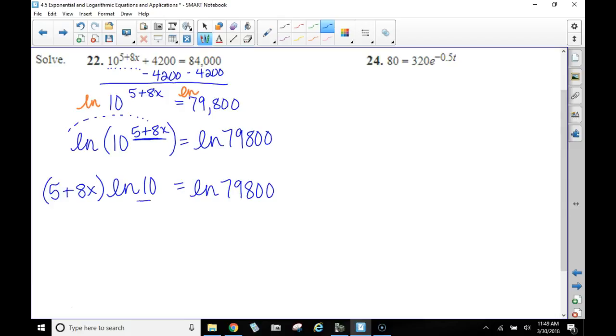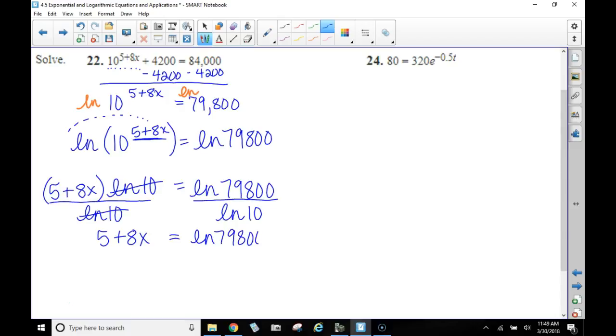Now, it's just a matter of doing some algebra to get in there and solve for x. First of all, I'm going to go ahead and divide both sides by the natural log of 10 to get that number off of there. So I'm left with 5 plus 8x equals the natural log of 79,800 divided by the natural log of 10. Now we have to do some algebra again to solve for our x. I think we need to subtract 5 from both sides first.